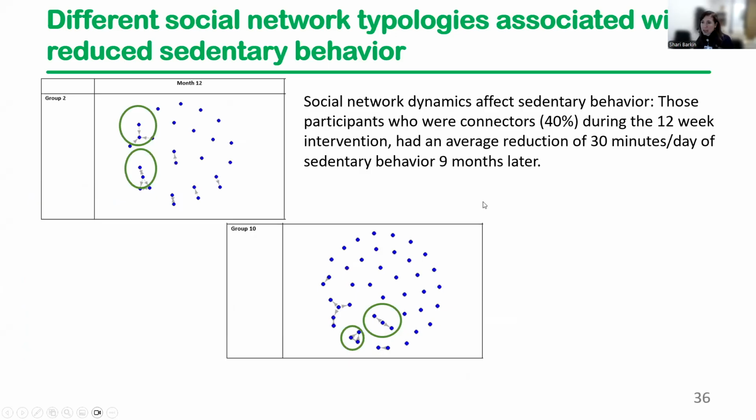So we wanted to understand in the Growing Right Onto Wellness study how differences in social network typologies might be associated with reducing sedentary behavior. In this case, we wanted to understand how we could reduce sedentary behavior in parents, because we know that parents of young children really influence how their young children are physically active. So what we saw was that the social network dynamics affected sedentary behavior. Those participants who were connectors, and that's where the circles are, during the 12-week intervention had an average reduction of 30 minutes a day of sedentary behavior 9 months later. Actually, the position in the network changed their ability to change their behaviors as well as others in the group.